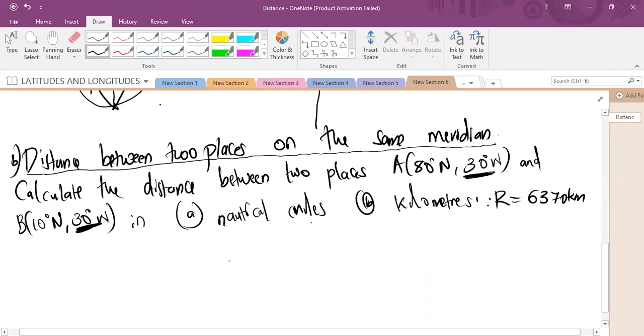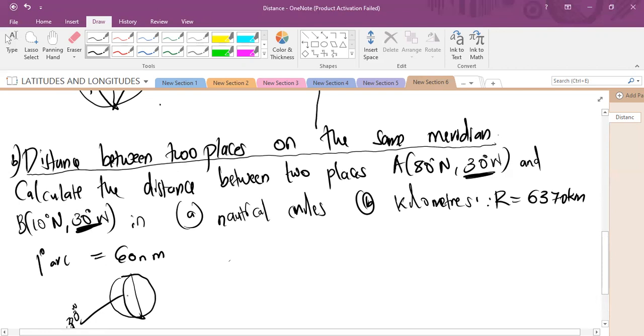Now, how do we get the distance? So first of all, we start by getting the distance in nautical miles. And what did we say? 1 degree of an arc is equal to 60 nautical miles. So how many degrees do we have here? If we were to have a rough sketch of this so that we can clearly see how exactly it is, I have this as our center, they are both on the 30. This is our 30 degrees west.